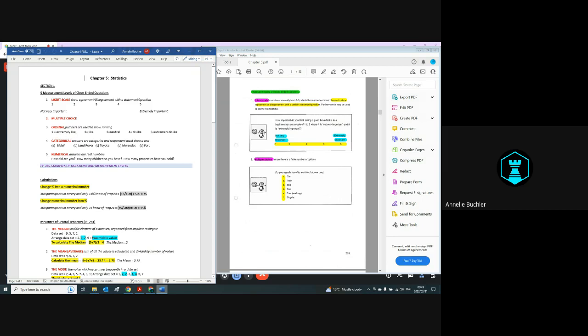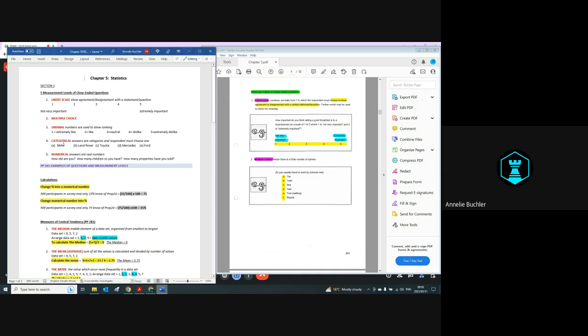Then you have ordinal data. Numbers are used to show a ranking, like 1 is extremely like, 5 is extremely dislike. They will ask you, do you like a Bar One milkshake? You'll say 1 to 5, you extremely like a Bar One milkshake, or 5, you extremely dislike a Bar One milkshake, just for an example.